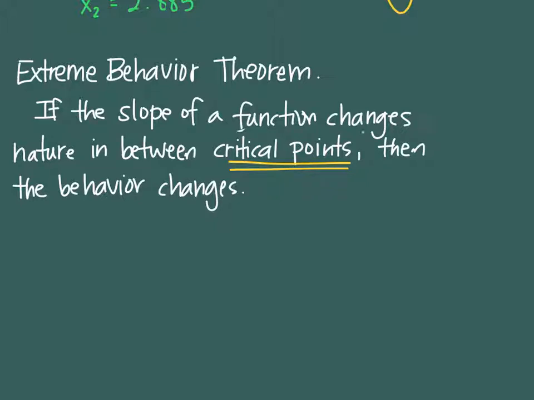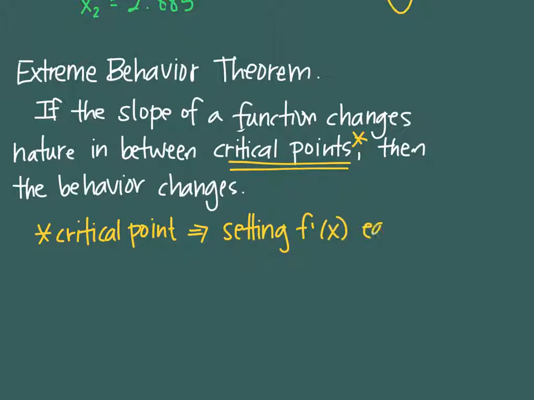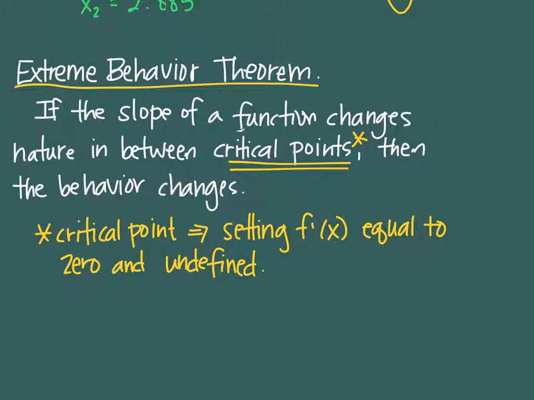All right, so critical points, I'm going to put a star by it. The definition of a critical point comes from setting the first derivative f prime equal to 0 and undefined. The result of that, when you set the derivative equal to 0 and undefined, is what's called a critical point. Then you check between critical points. And last year when we were learning about this, we made charts. We made first derivative charts.